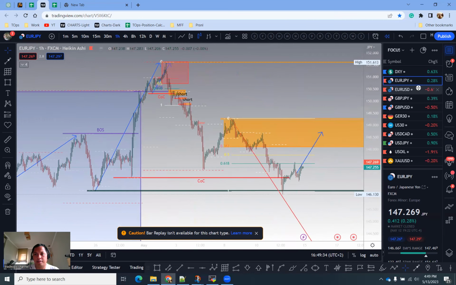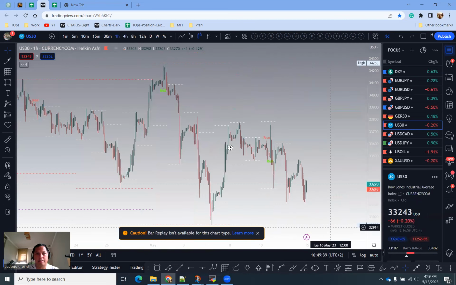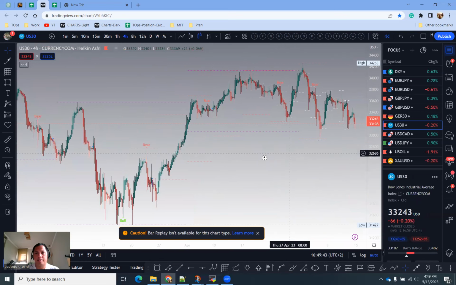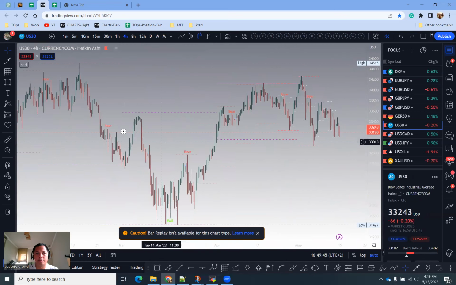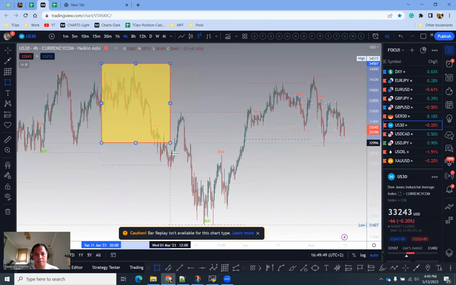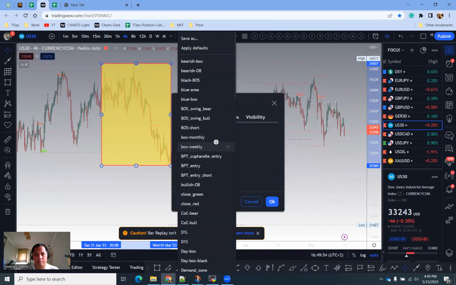And, okay, tingnan natin naman yung US 30, for example. Okay? High time frame muna. High time frame. So, last 3 months. 1, 2, 3. So, simula dito, 1, 2, 3. So, ito, monthly.